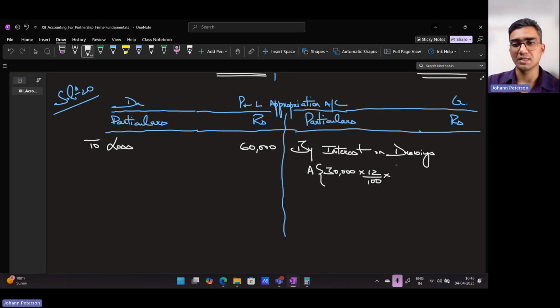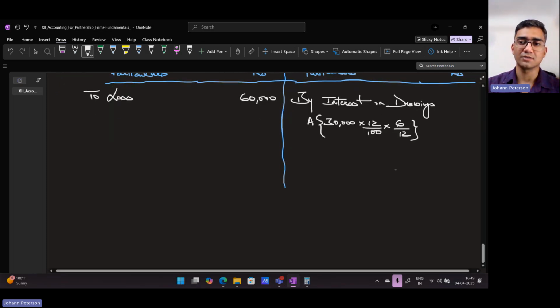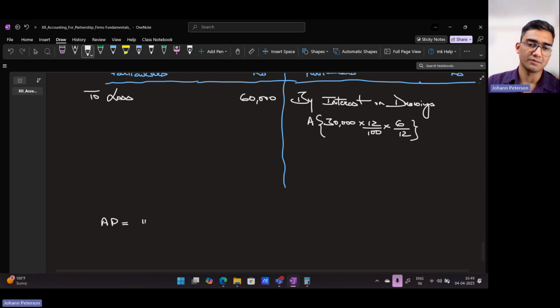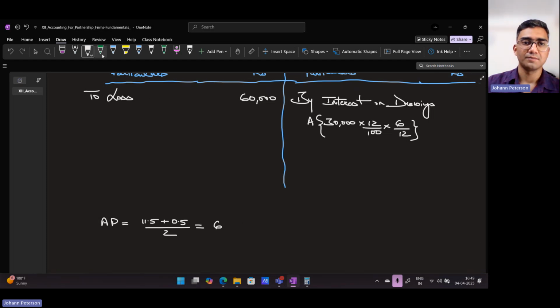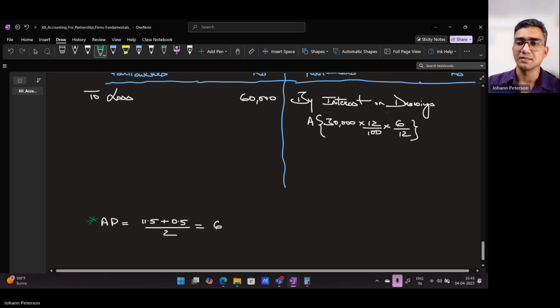into the average period, which in this case we know is going to be 6 upon 12. The reason for that is because when nothing is mentioned and the total drawings are given to us, we assume the drawings were done at the middle of every month. So if we had to calculate the interest on drawings, we have to calculate average period, which in that case would be time left after the first drawings, which is 11.5, plus the time left after the last, which is 0.5, divided by 2, which comes out as 6. So that is why I've taken this number as 6 over here.